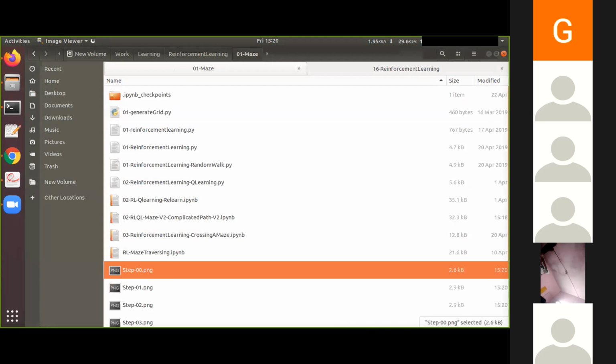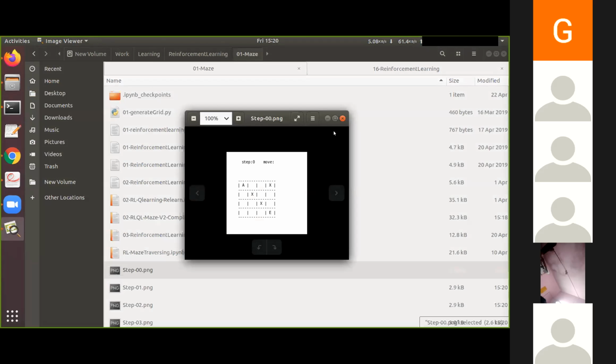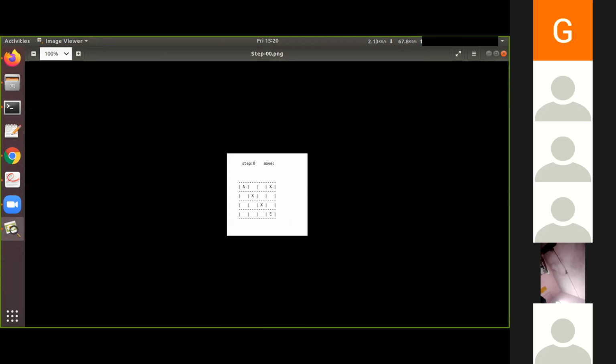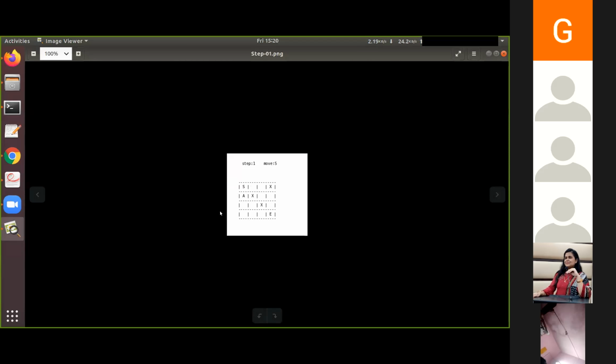This is the folder where it is, and I hope you can see the image. Okay, if you can see the image, at step 0 the agent is here. Now at step 1, the agent has moved down. He has moved south because he can either move east or south, and he chooses to prefer south. And then it is moving further south.